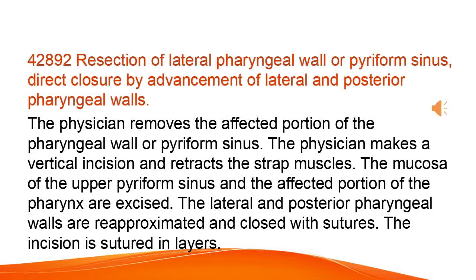Resection of lateral pharyngeal wall or pyriform sinus, direct closure by advancement of lateral and posterior pharyngeal walls. The physician removes the affected portion of the pharyngeal wall or pyriform sinus. The physician makes a vertical incision and retracts the strap muscles. The mucosa of the upper pyriform sinus and the affected portion of the pharynx are excised. The lateral and posterior pharyngeal walls are reapproximated and closed with sutures. The incision is sutured in layers.